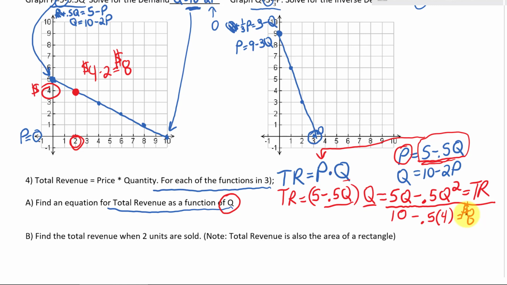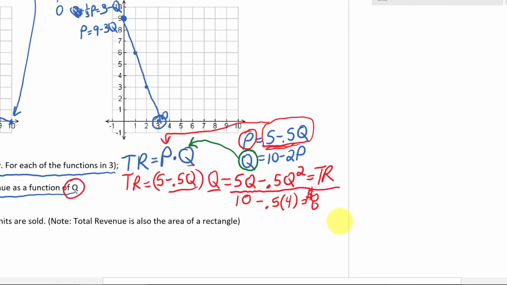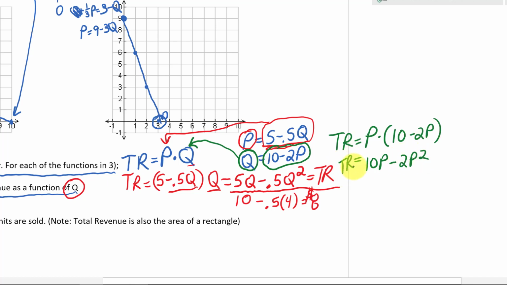Now let's just see what would happen if we did this the other way. What if instead we took this Q and plugged that in right there for Q in this total revenue function? So here we have total revenue equals price times, and we know Q is the same thing as 10 minus 2P. And so that equals 10P minus 2 times P, or 2P squared. That's also total revenue. So this would give us a little function where we can plug in a price, and it'll tell us the total revenue we'll get for that price.